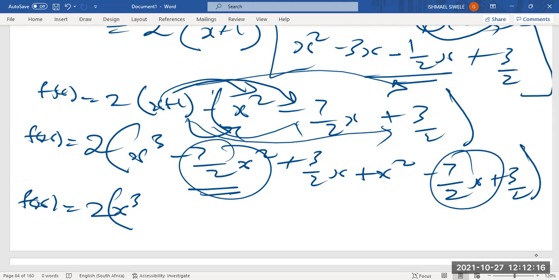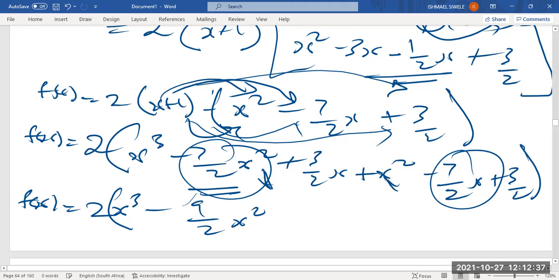So negative 7 over 2 minus 8. Yeah, negative 7 over 2 minus 1. That is negative 9 over 2 x squared. This one goes with this one, right? And then 3 over 2 minus 7 over 2, that is going to give me negative 2, right?